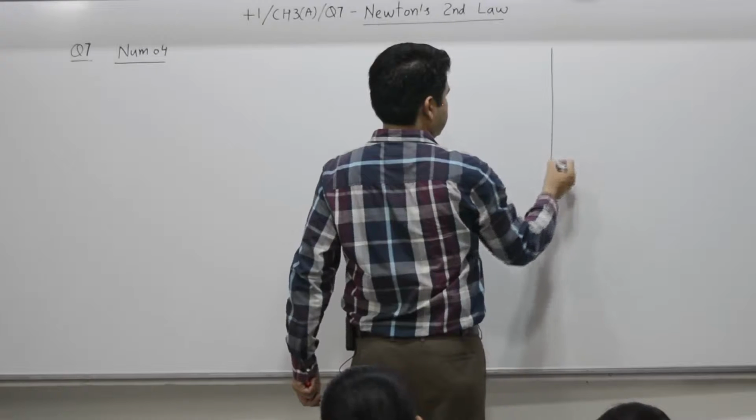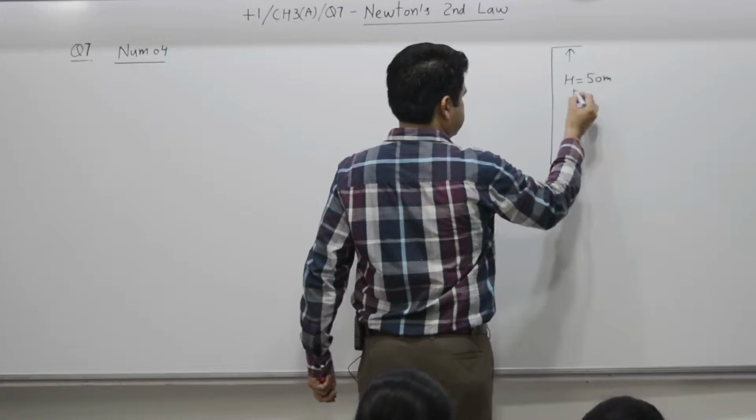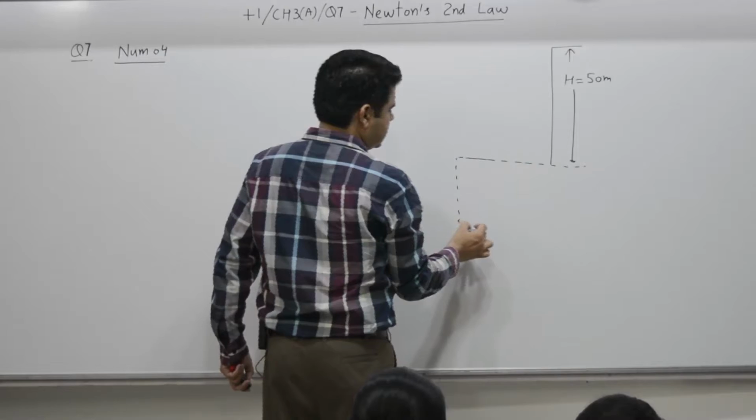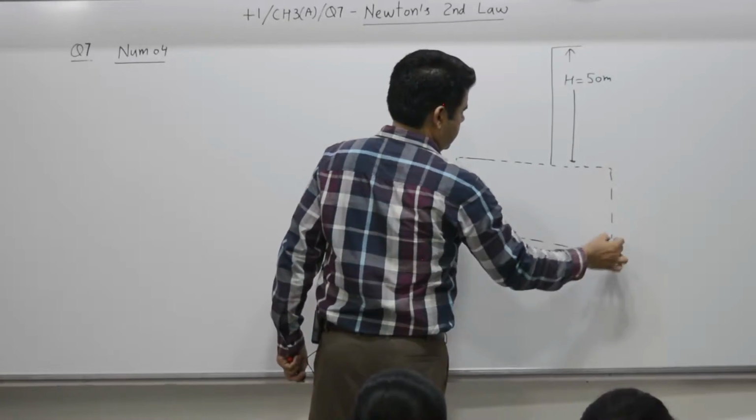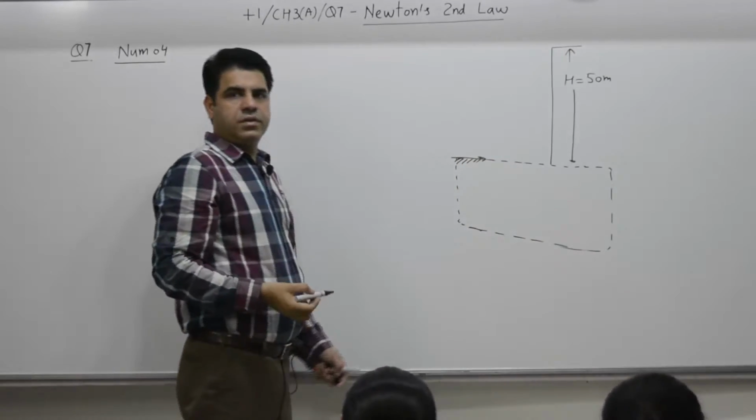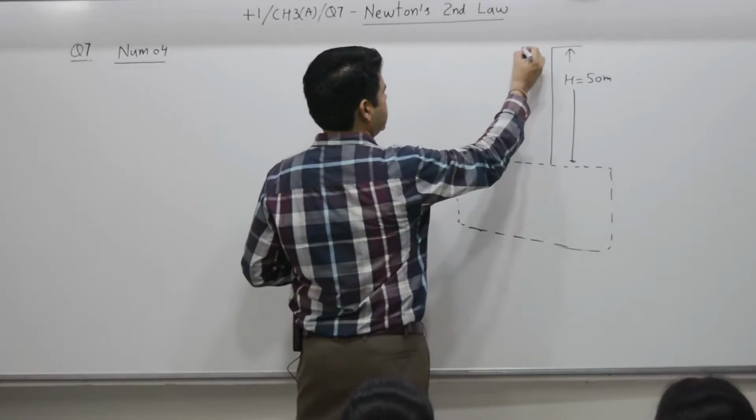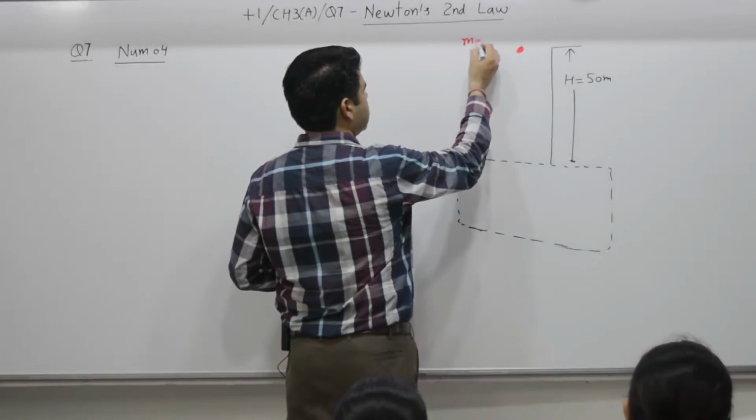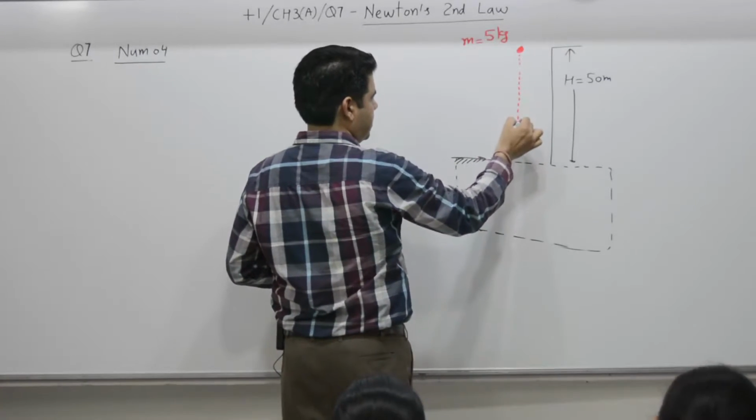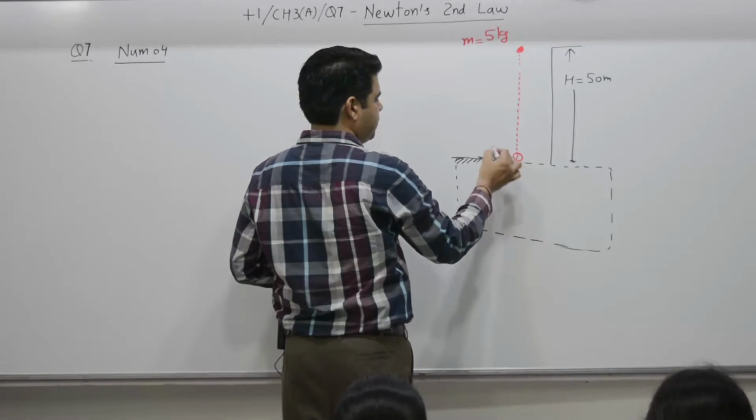Height of the building is what? 50 meters. This is the ground, and you can say sand. This is the floor, ground. This is the reference. So height of the building is 50. A stone of mass 5 kg. As it moves down, speed will keep on increasing. It will attain some speed. Just before hitting, let me say its speed is v.